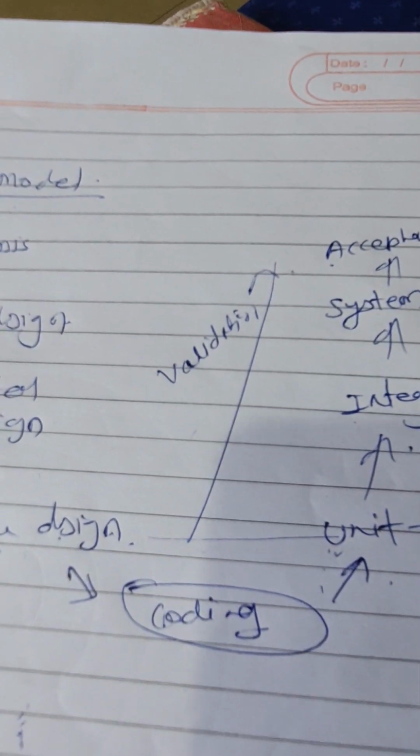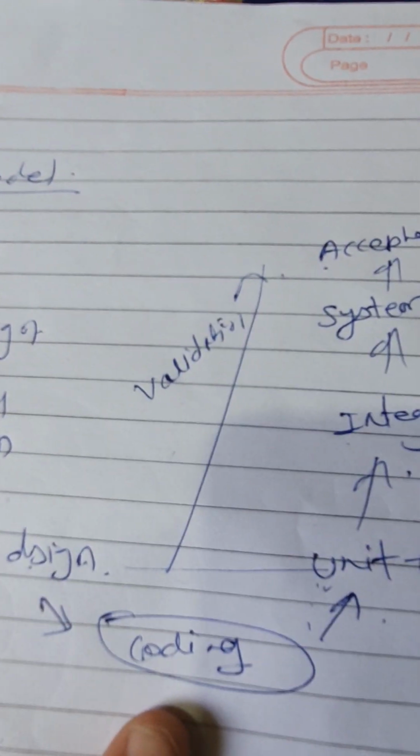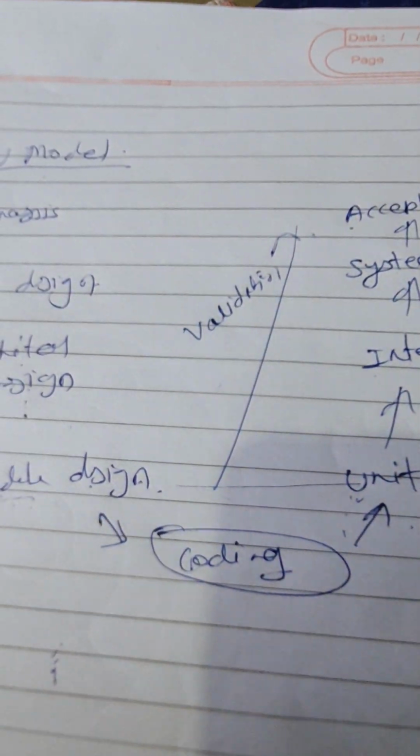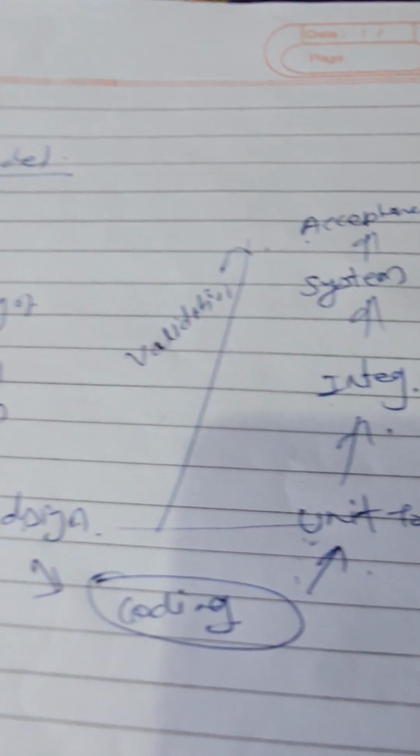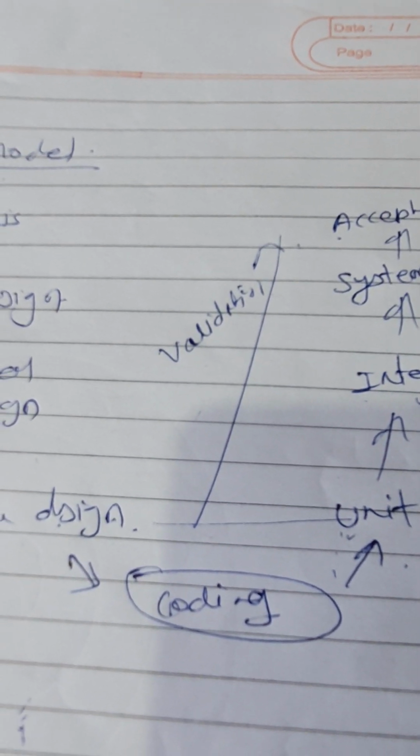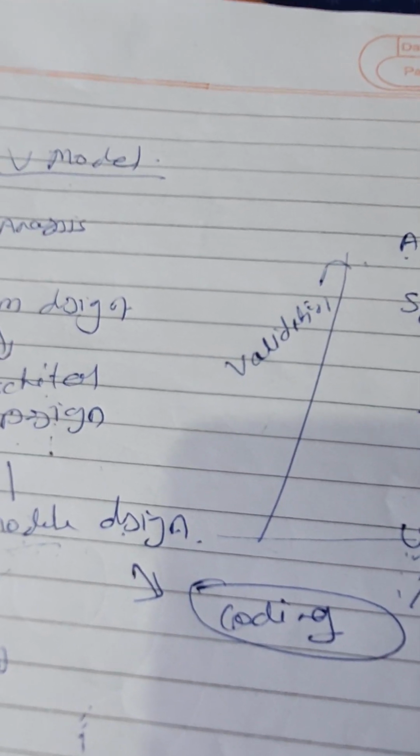The next phase is the coding phase. The coding phase is totally related to the execution of source code, or the implementation of the source code of your software. Now, what are the advantages of the V model?